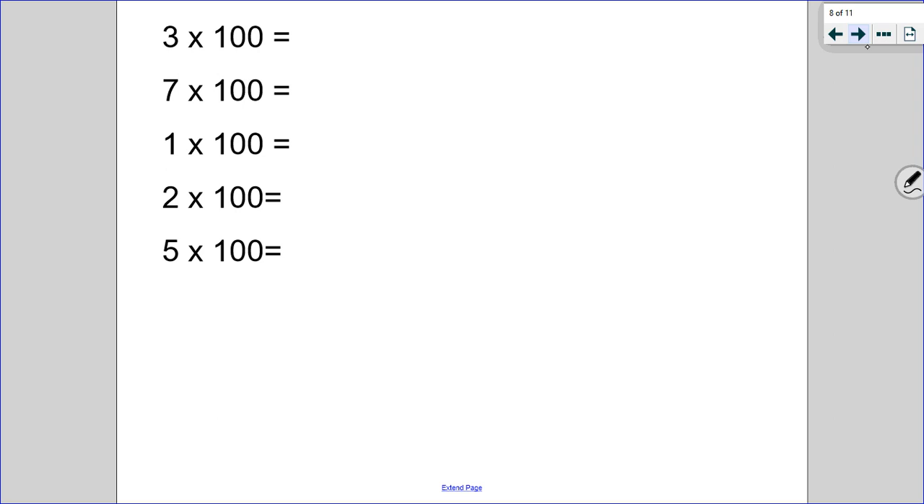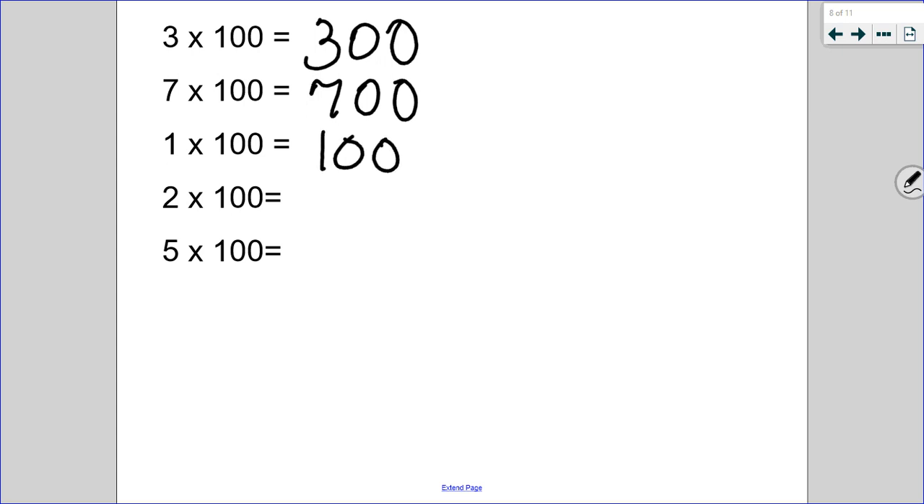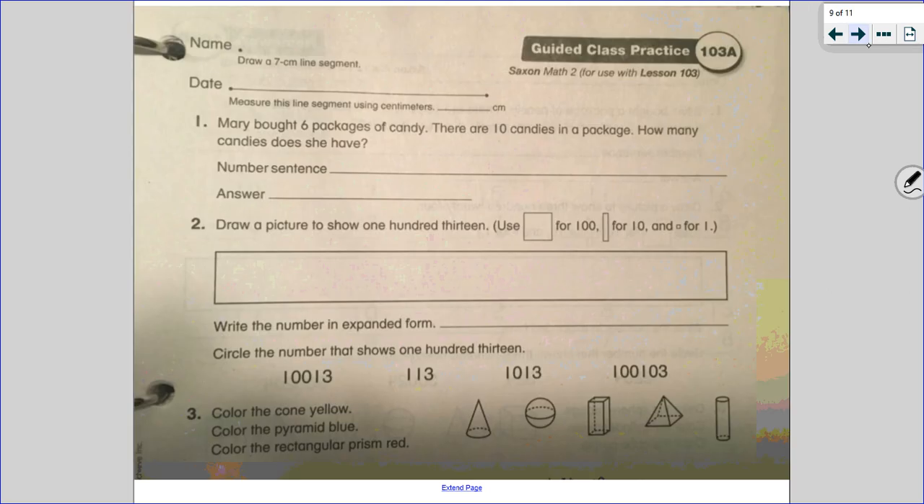3 times 100 equals 300. 7 times 100 equals 700. 1 times 100 equals 100. 2 times 100 equals 200. 5 times 100 equals 500. Man, that's a lot of zeros on that screen too.